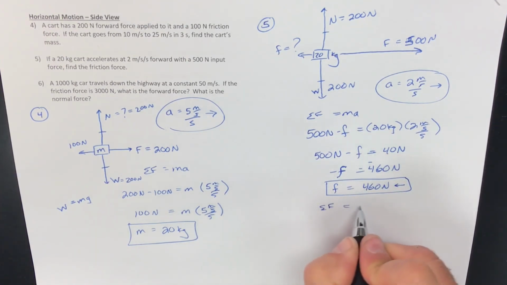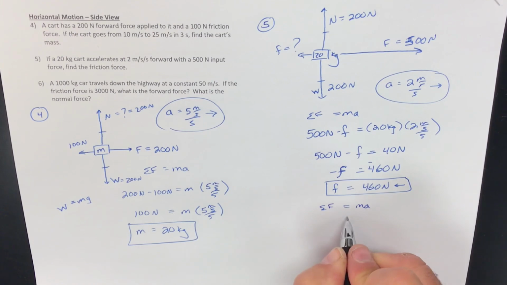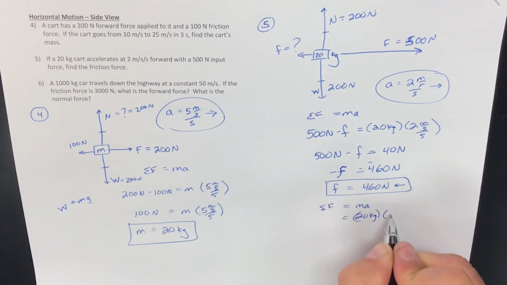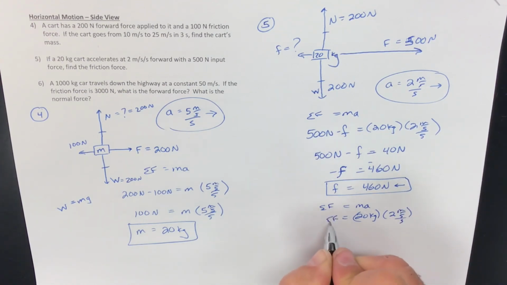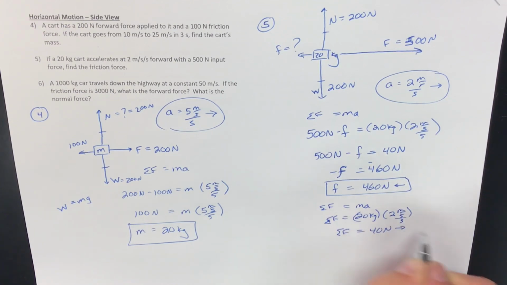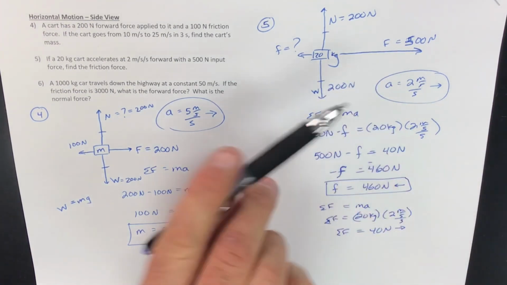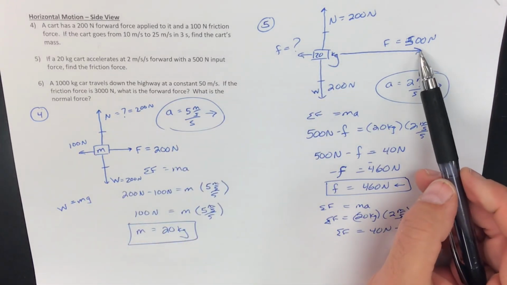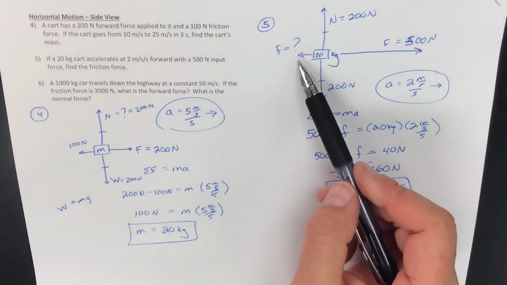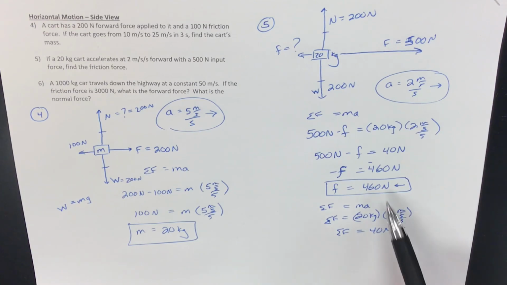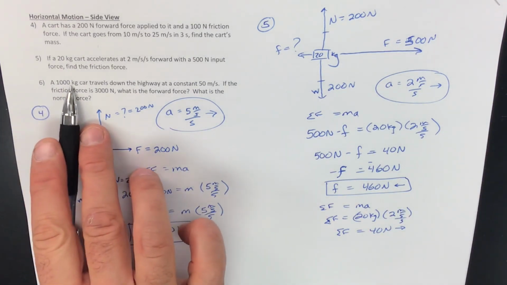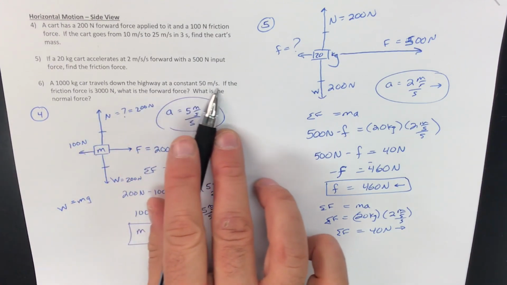Or, like I showed you before, net force is equal to mass times acceleration. That would be 20 kilograms times 2 meters per second every second. And so the net force would be 40 newtons in that direction. And for 40 newtons in that direction as the net force, that means that the 500 has to be 40 bigger than the back force. And so that would be 500 minus 40 gives you 460. Same answer.